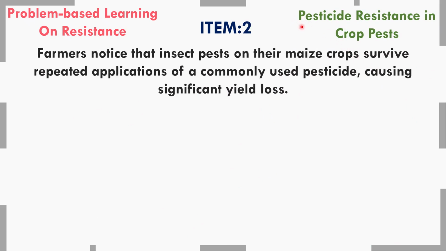Let's now focus on pesticide resistance in crop pests. Item 2. Farmers notice that insect pests on their maize crops survive repeated applications of a commonly used pesticide, causing significant yield loss.